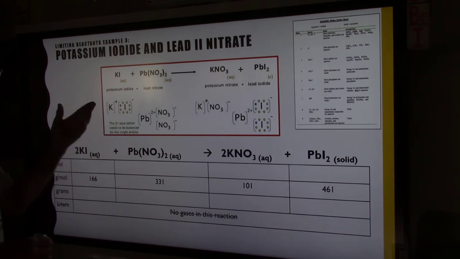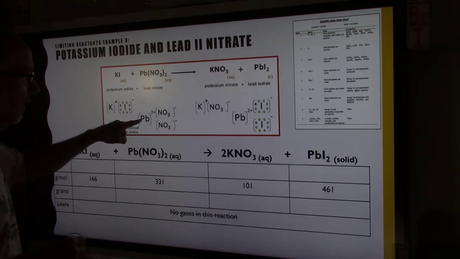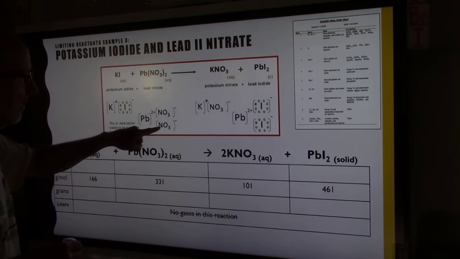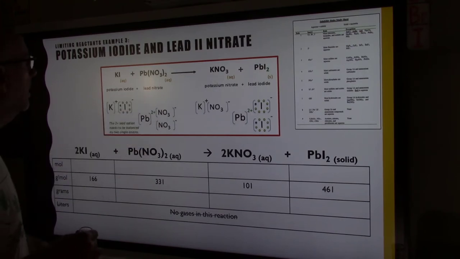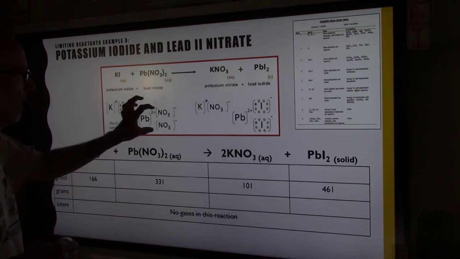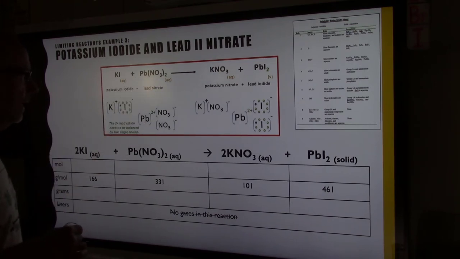Grand total, how many atoms? We've got 1 atom of lead, 1 nitrogen, 3 oxygens, plus another nitrogen, plus another 3 oxygens. So that's 3 plus 3 is 6, 7, 8, 9 atoms grand total in lead 2 nitrate.